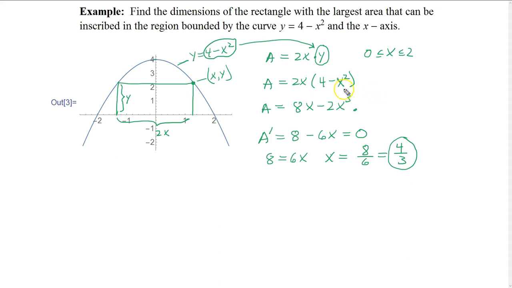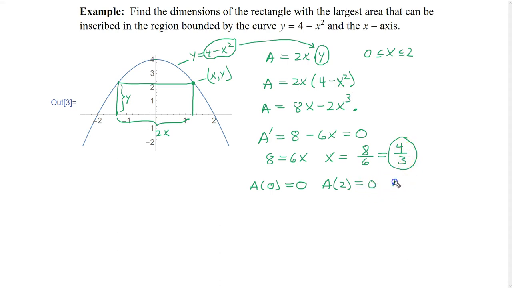Now note one other thing. You can check that this is a maximum over this interval from 0 to 2. This isn't really necessary, but you'll see textbooks do it. If you want to verify that this is a maximum over this interval, you would test the endpoints and that point. So notice A of 0. If we put 0 into our area function here, we're going to get back 0 times 4. Well, that is 0. A of 2, the other endpoint, that is going to be 4 times 4 minus 4, which is 0 also.